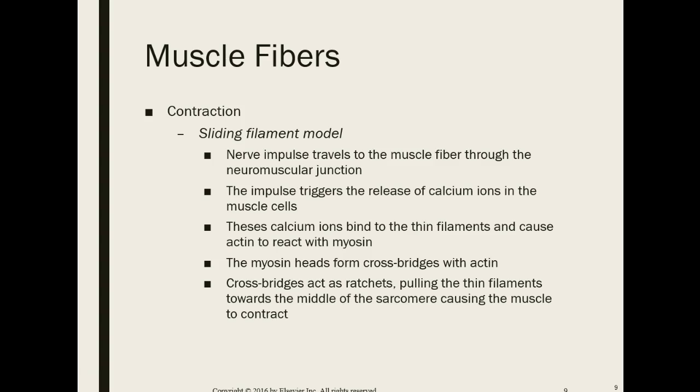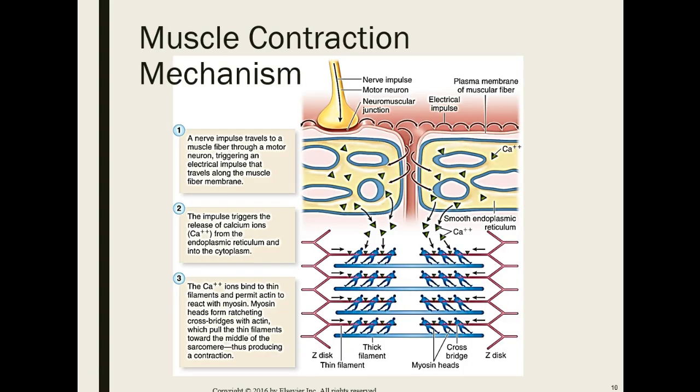So a nerve impulse is going to travel to the muscle fiber. The impulse triggers the release of calcium ions in the muscle cells, which then bind to the thin filaments and cause them to react with the myosin. The myosin forms cross bridges with actin, and then they kind of act as ratchets, pulling the thin filaments towards the middle, causing the muscle to contract.